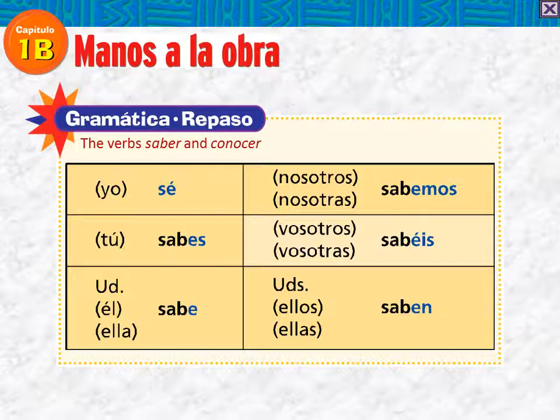Now we have the conjugations for saber. The yo form is the only irregular that we have here. Yo sé, I know. Make sure you put the accent on there because it changes the meaning of the word. Tú sabes. Él, ella, usted sabe. He, she, or you formal, know. Nosotros sabemos. We know. Vosotros sabéis. Or ustedes, ellos, ellas saben. They know.